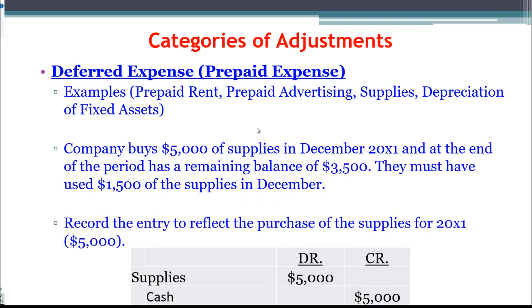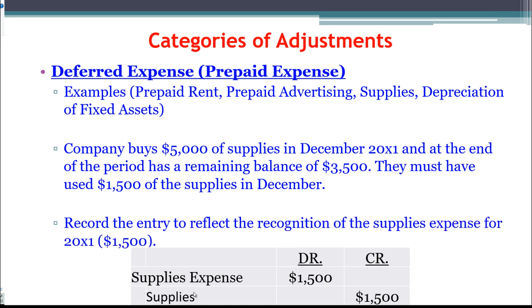Now let's take a look at the supplies. Similar thing happens here. We've purchased $5,000 of supplies with cash, and at the end of the period we only have $3,500 left. Therefore, we must have used $1,500 of them up. The first entry involving cash is not an adjusting entry. We debit the supplies asset for $5,000, credit cash for $5,000 because we've paid cash. At the end of the period, for that $1,500 that we used, we have to debit the supplies expense to show that we've used it, and credit supplies the asset to reduce it because it's no longer there.